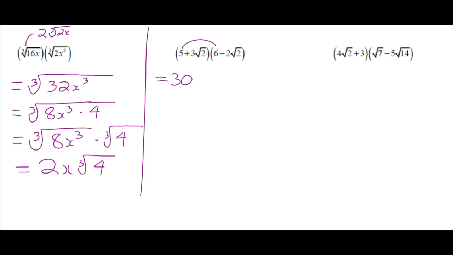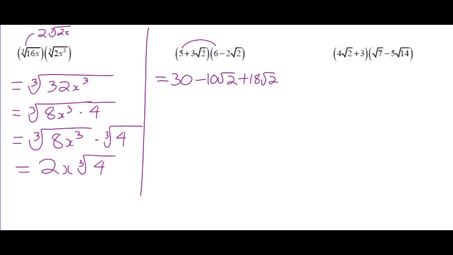5 times negative 2 root 2 is negative 10 root 2. 3 root 2 times 6 is plus 18 root 2. This is one of the few times where I might actually write out the 4 terms, because when there are radicals involved, I don't like to keep doing it in my head. If you think of the root 2 as an x, then you look at it and go, okay, I got 30 minus 10x plus 18x. It'll be plus 8x, but it's not an x, it's a root 2.